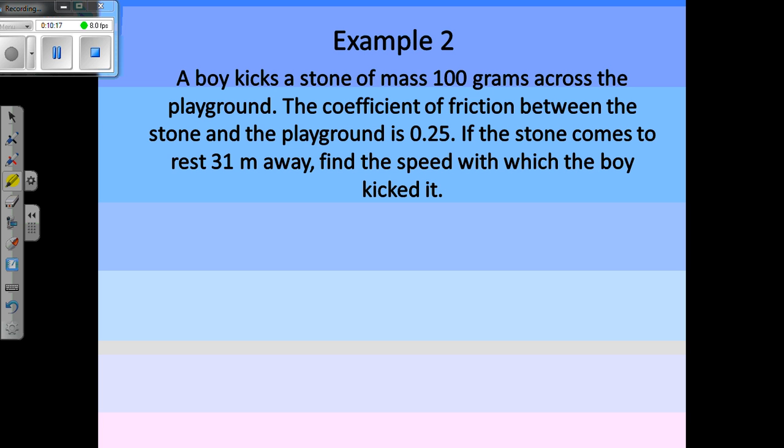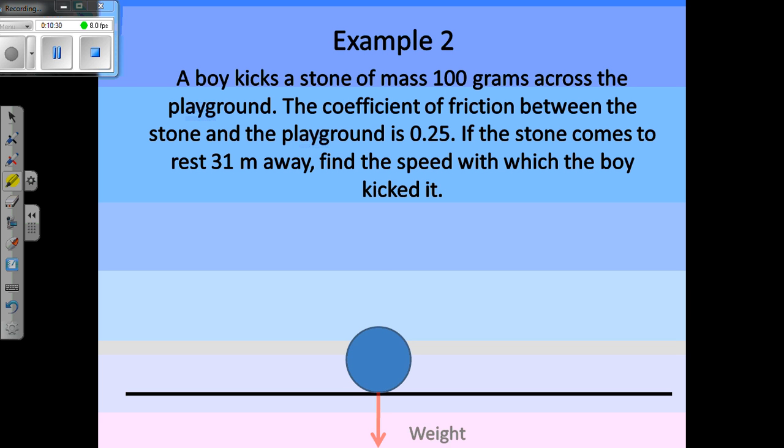A boy kicks a stone of mass 100 grams across the playground. The coefficient of friction between the stone and the playground is 0.25. If the stone comes to rest 31 meters away, find the speed with which the boy kicked it. Right, let's just set up a diagram. There's our ball. It's 100 grams. It's going to have weight. It's going to have a normal reaction.